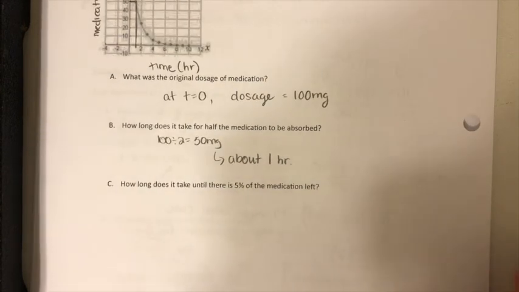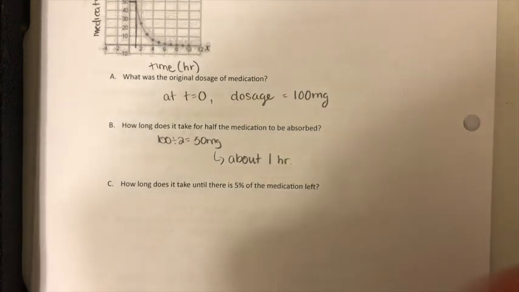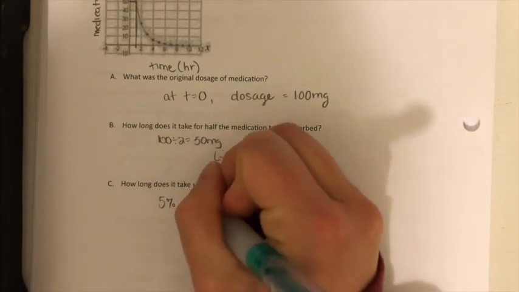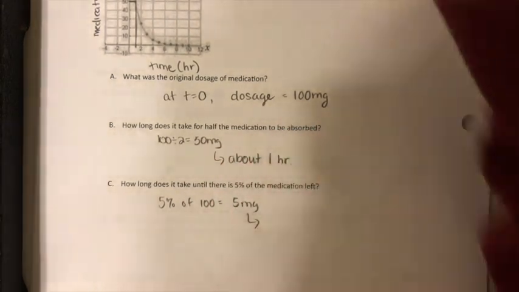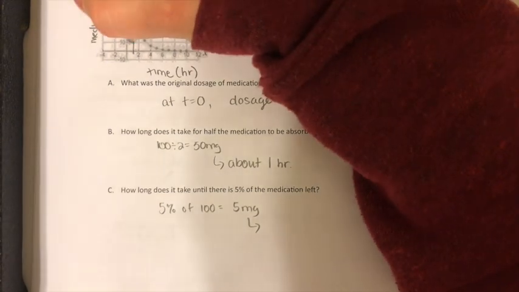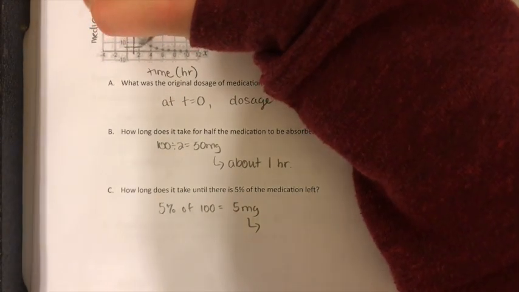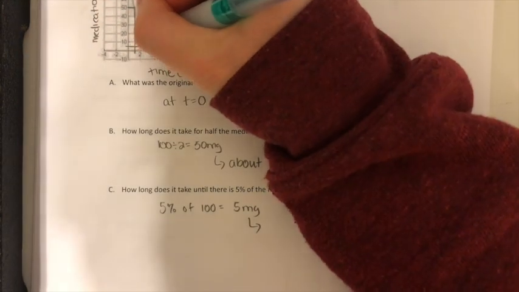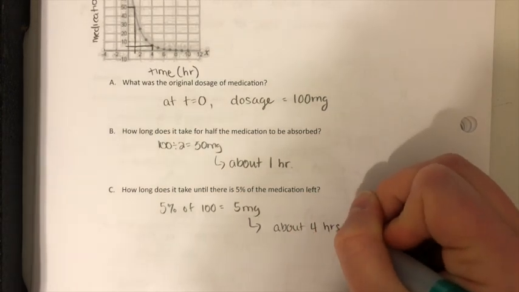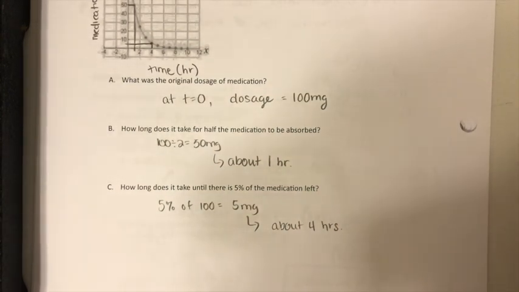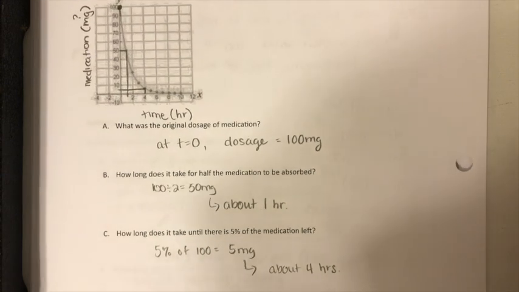Okay. How long does it take until there's 5% of the medication left? Okay, so 5% of 100 is just 5 milligrams. And so if we look at that on our graph, it's halfway between 0 and 10. And we draw kind of a line over, there's that dot. That looks right about 4 hours. Okay, so this one was just interpreting that data off of a graph, so no calculations, but still an important skill to know how to do.